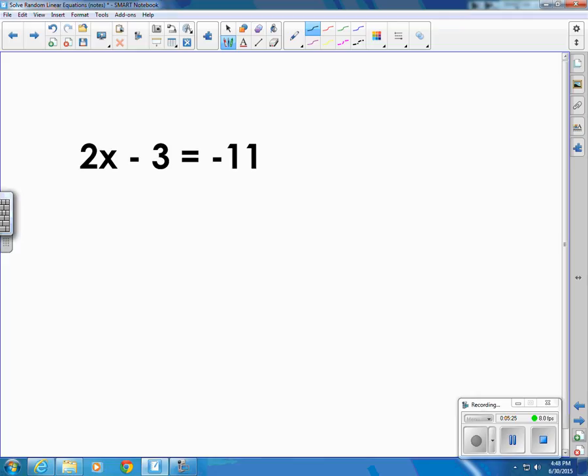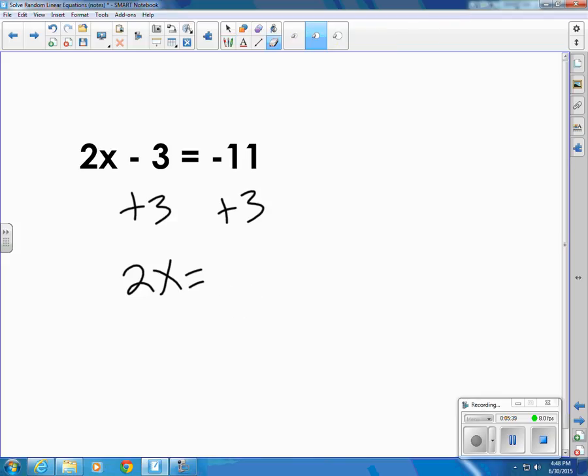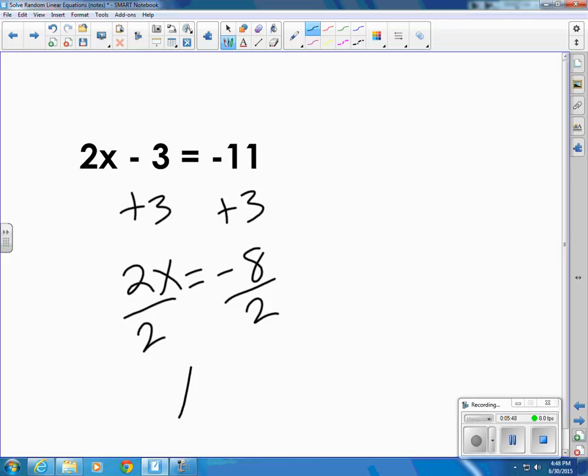Negative 2x minus 3 equals negative 11. The opposite of subtract 3 is add 3. So negative 2x equals negative 8. Oops, negative 8. Negative 11 plus 3 is negative 8 still. The opposite of multiply by 2 is divide by 2. So that says x is equal to negative 4. Half of negative 8 is negative 4. Negative 8 divided by 2 is negative 4.